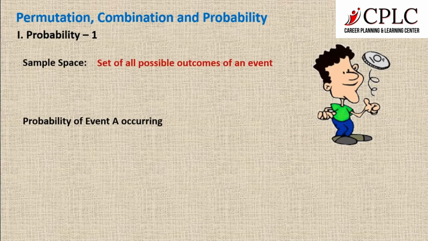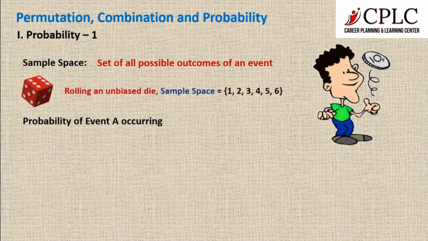Sample space is all possible outcomes. Example, you roll an unbiased die. Sample space can be any one of the digits that can come on the face of the die, which is 1, 2, 3, 4, 5 or 6. So you roll an unbiased die, the sample space will be 6.